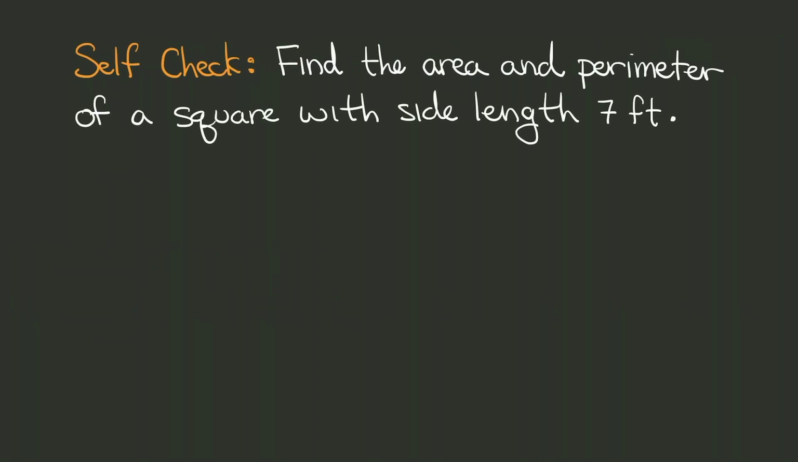Let's do a self-check. Work this one out on your own and then come back and check your answer. Here we're supposed to find the area and perimeter of a square with side length 7 feet. Now we know that a square has all the side lengths the same. And so the length is going to be 7 feet and the width is also going to be 7 feet.